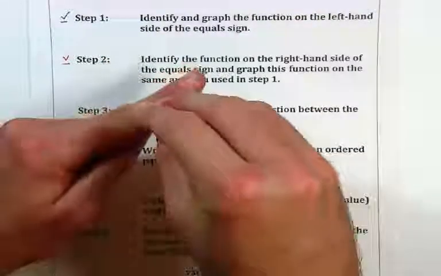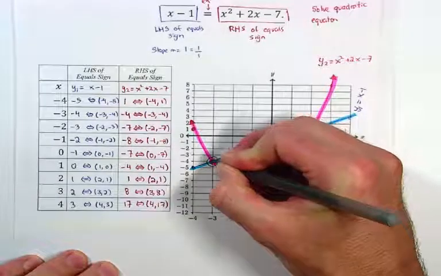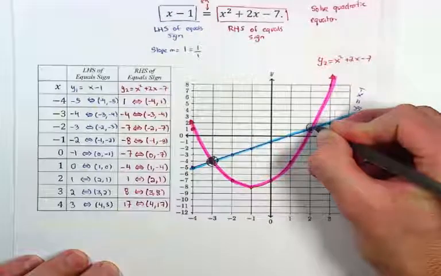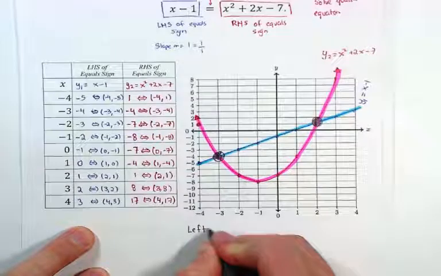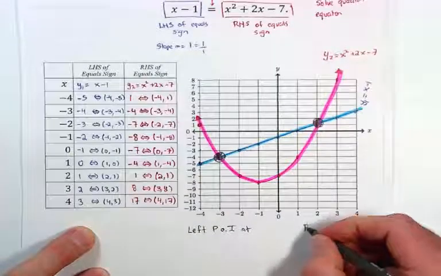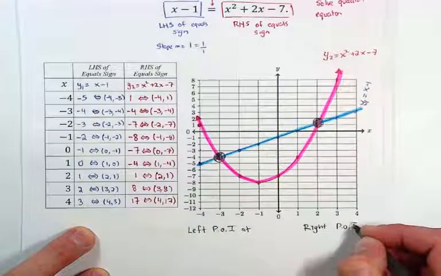Where do they intersect? If we take a look at the work that we've done on this, we see here is one point where they intersect, and here is a second point that they intersect. We'll call this one the left point of intersection, and then we'll call this one over on the right-hand side the right point of intersection.